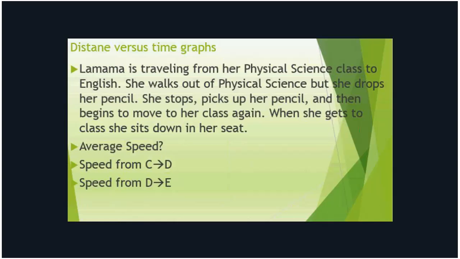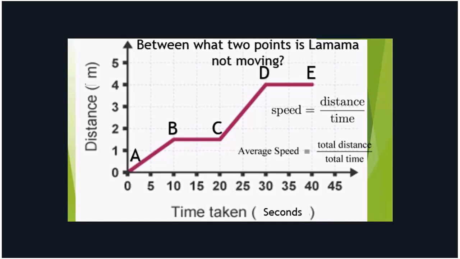All right, the next question, we're looking at distance versus time graphs. So it says, La Mama is traveling from her physical science class to English. She walks out of physical science, but she drops her pencil. She stops, picks up her pencil, and then begins to move to her class. When she gets to class, she sits down in her seat. So I want you to calculate three things: average speed, speed from letter C to letter D, and speed from D to E. When you're looking for average speed, you need to look for the total distance divided by total time.